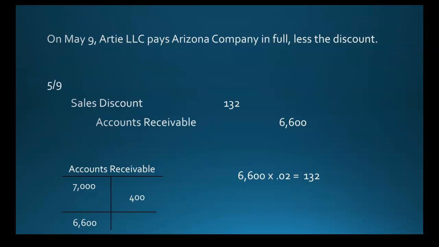That leaves us with one last account to debit, and that's the amount of cash, the amount of money that we will be getting. So if we take our accounts receivable minus our sales discount amount, we get the $6,468 that Artie LLC will be paying us here on May 9th.